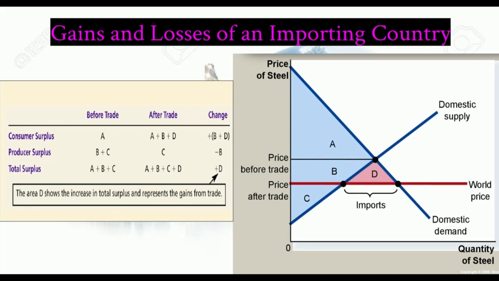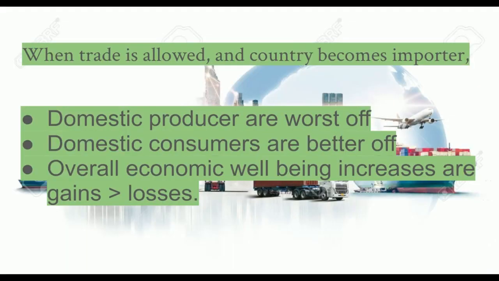This area D is where the domestic demand exceeds the domestic supply, and to meet this demand, the country will have to import the value D. To conclude, we can say that when trade is allowed and the country becomes an importer of a good, domestic producers are worse off as the producer surplus decreases, and the domestic consumers are better off as the consumer surplus increases. But the overall economic well-being of the nation increases because the gains to the winners exceed the losses to the losers. That means the total surplus of the country increases.